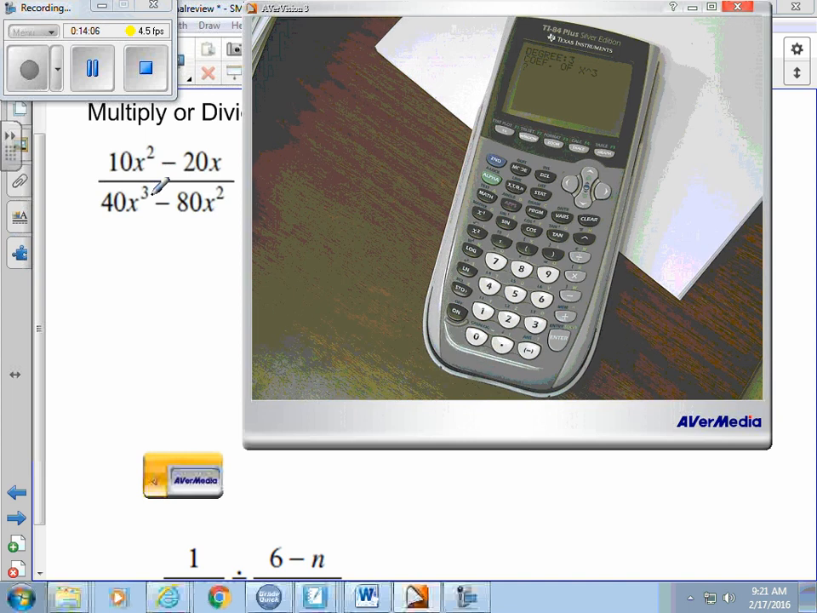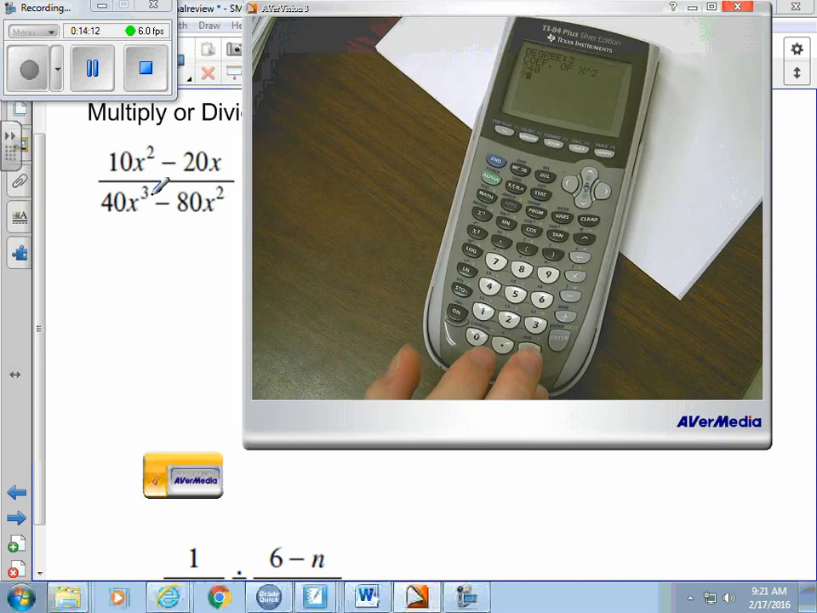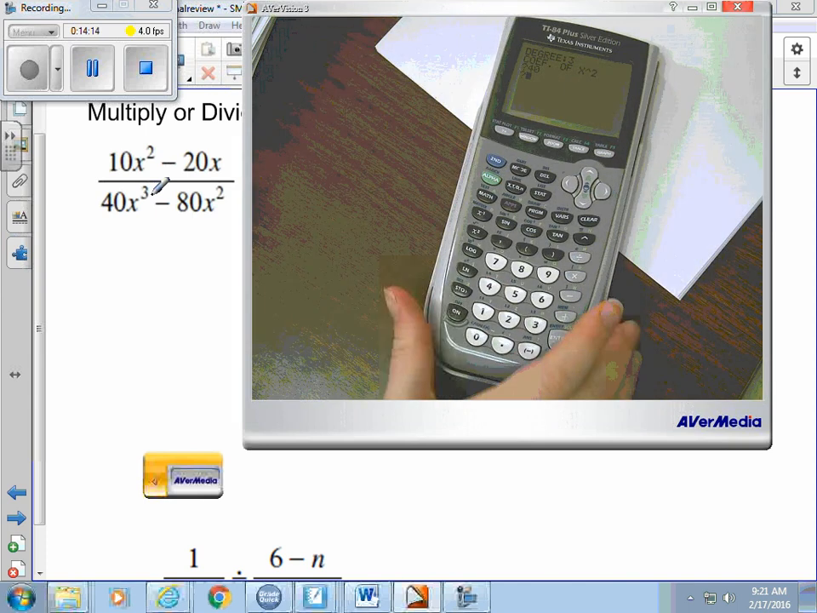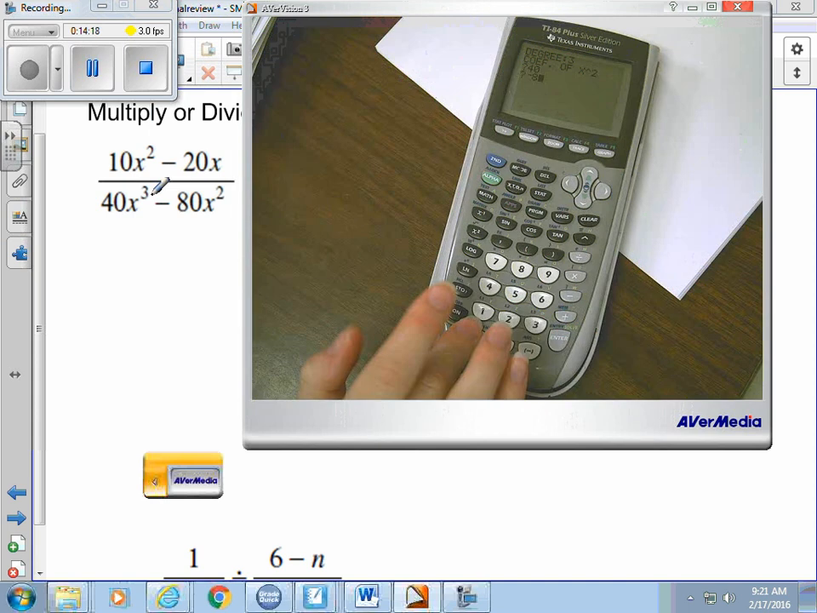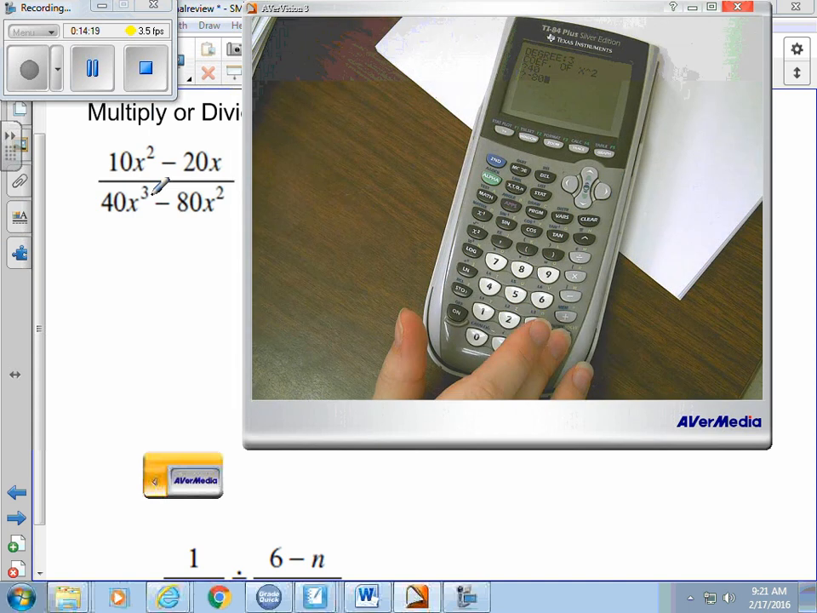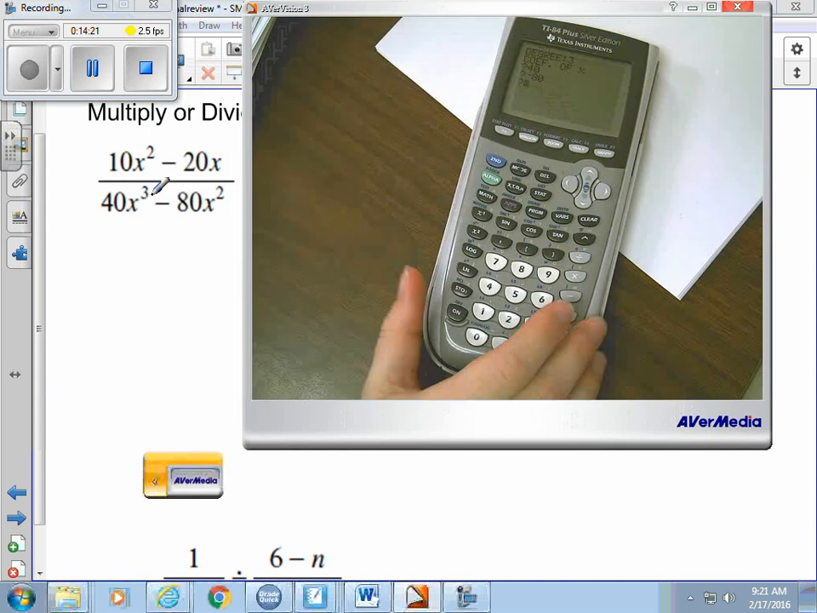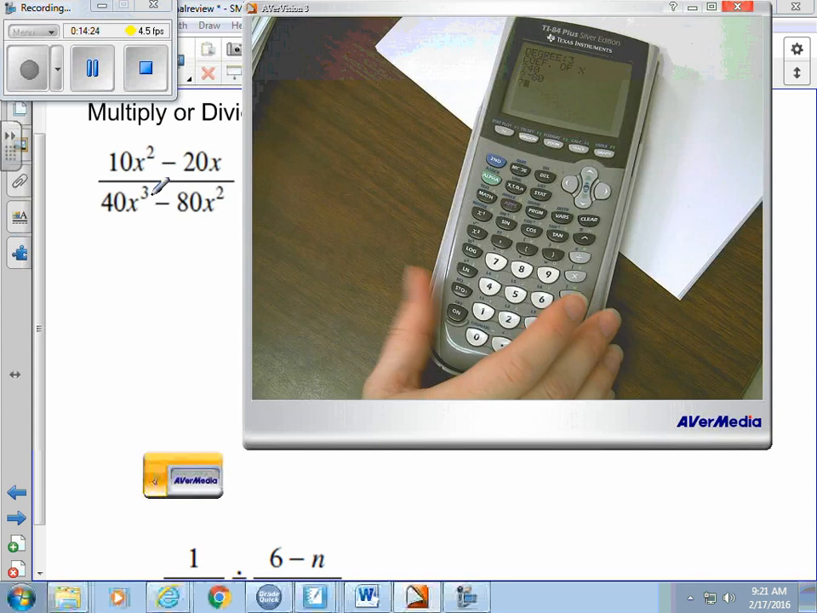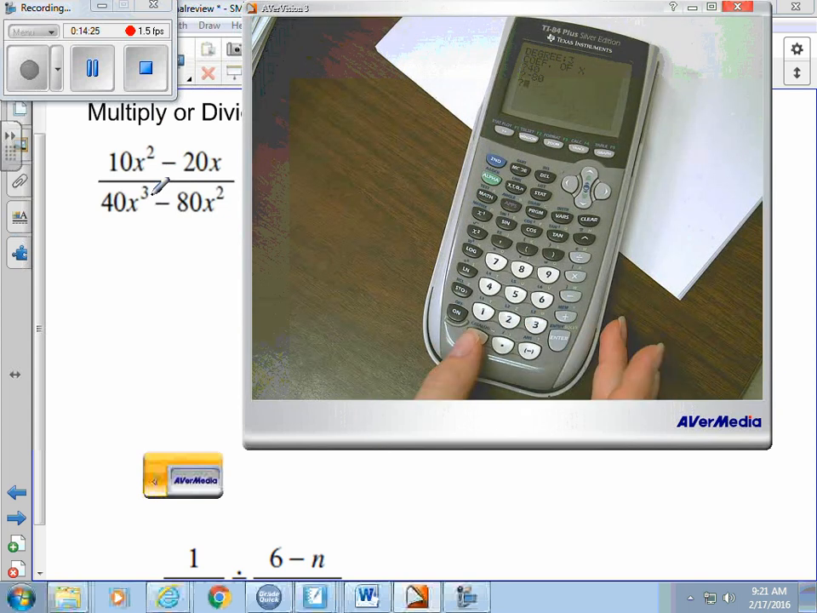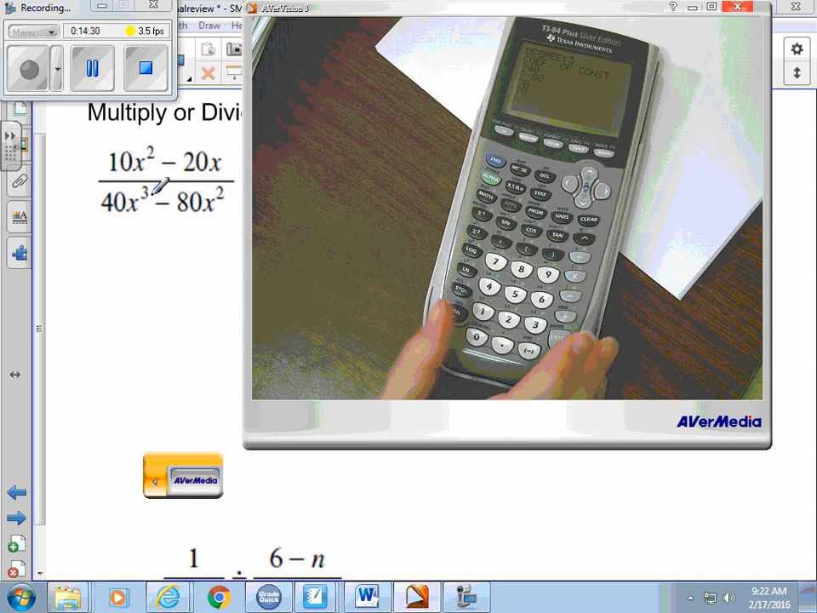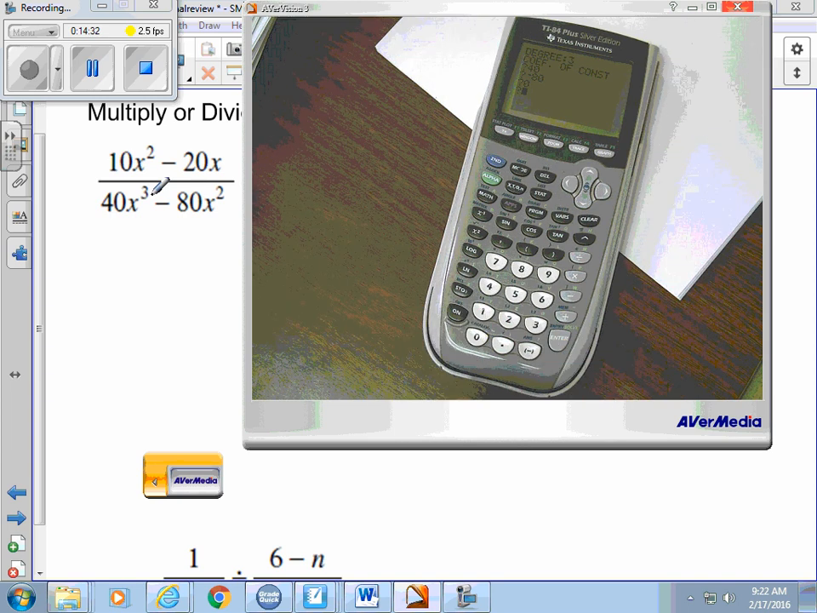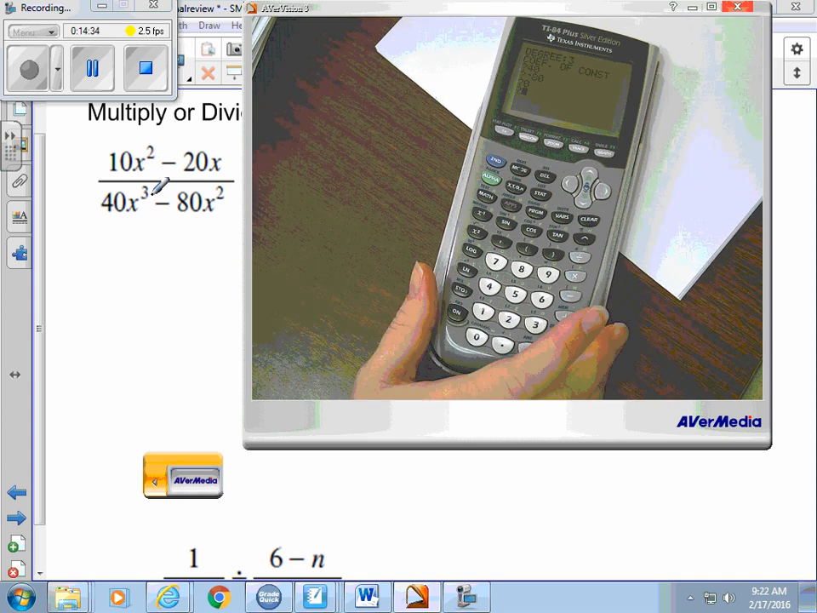What is the coefficient of x cubed? 40. What is the coefficient of x squared? Negative 80. Everyone agree? What is the coefficient of x? 0. Why 0? There's not an x. And what is the coefficient of the constant, or what is the constant? That's the number with no x's by it.